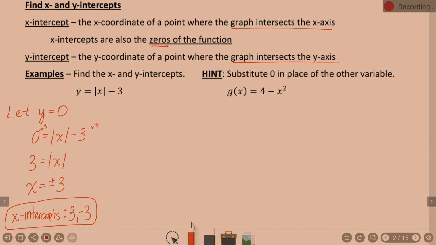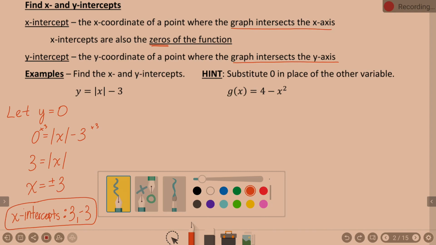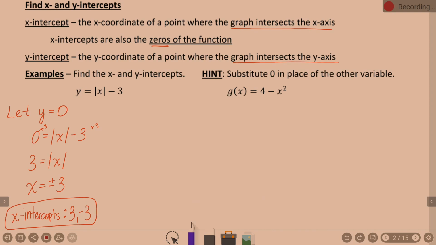Now, will you always have two x-intercepts? Not necessarily, but you can. That just means my graph crosses the x-axis in two spots. Now, those are x-intercepts. What else do we need to find? Y-intercepts.